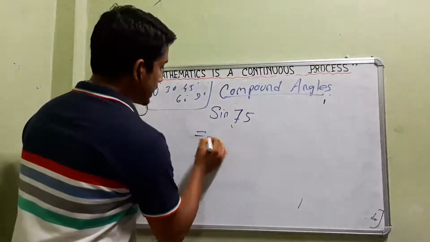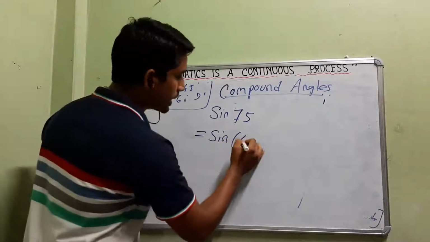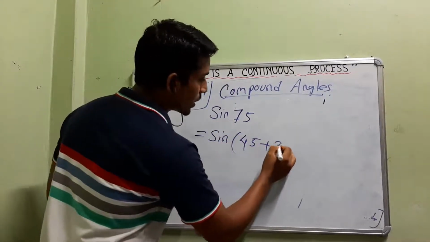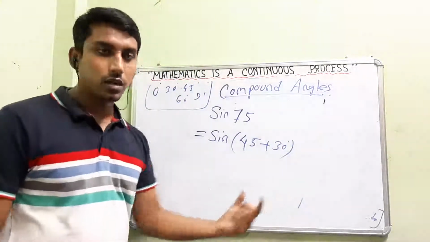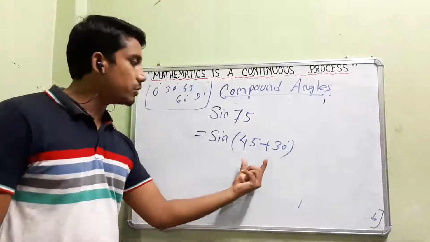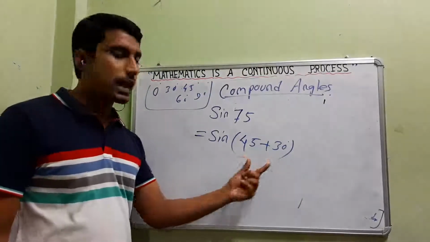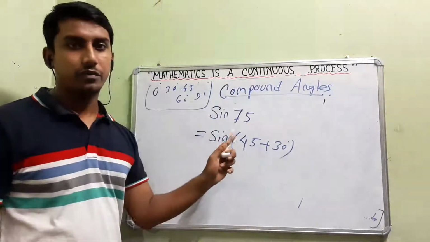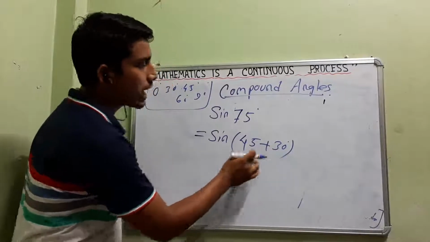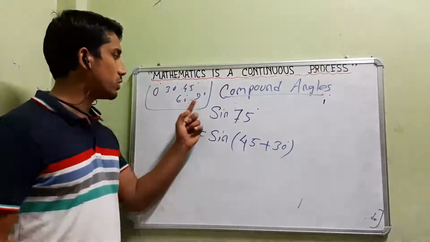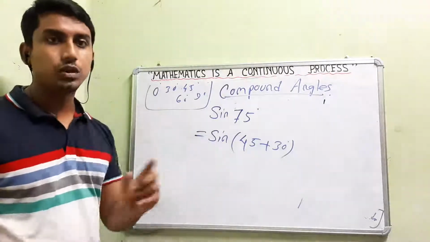You see, 75 can be broken down like this. 75 can be taken as 45 plus 30, isn't it? With respect to some known angles, I have split the angle 75. 75 degree I have taken as 45 plus 30. Both the angles we know. From here only we will try to break it.